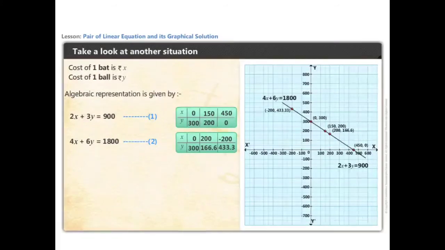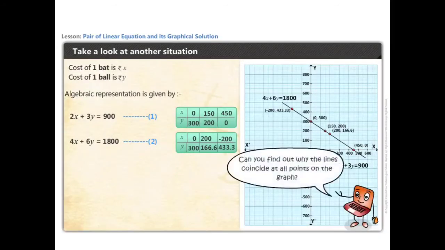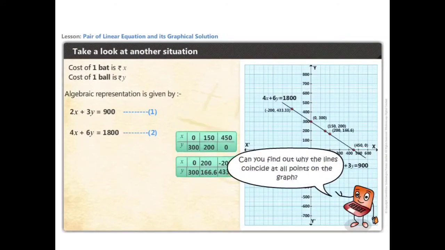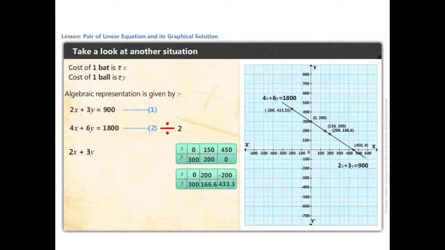Look at the equations carefully now. Can you find out why the lines coincide at all points on the graph? Divide the LHS and RHS of the second equation by 2. We get 2x plus 3y is equal to 900. So, both the equations are equivalent, that is, one can be derived from the other.